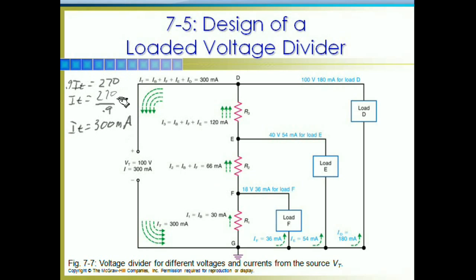And then if my bleeder is equal to 1/10 that, my bleeder is going to equal 30 milliamps, and there we go. The 10% of total current is a rule of thumb. Maybe not an absolute rule of thumb, but it is a basic rule of thumb if you're designing a fixed loaded voltage divider such as we have here.